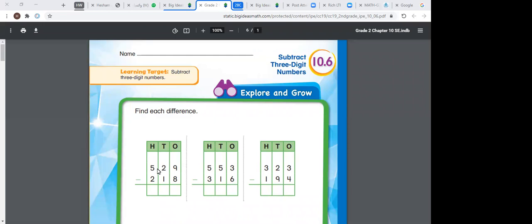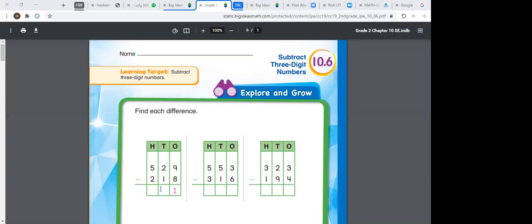Zain, let's get 529 minus 218. 9 minus 8, Zain, can be or can't be? Can be. Here it's no problem because 9 is greater than 8. No problem. Answer is 311. Now 9 minus 8 equals 1.